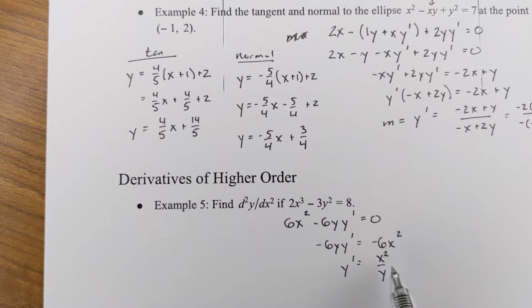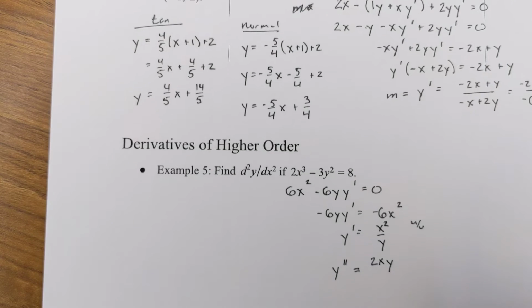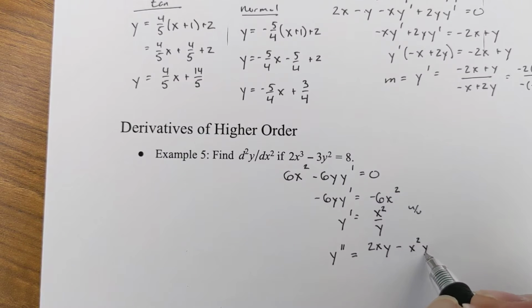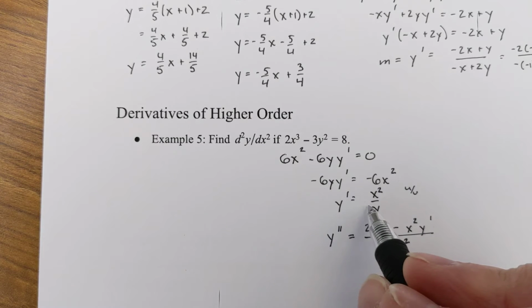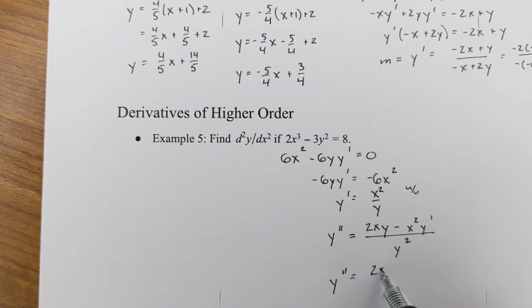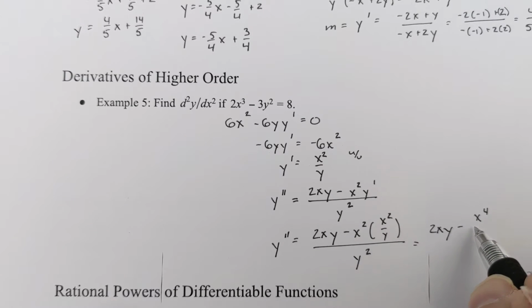Now to get the second derivative, I take the derivative again. So the derivative of y prime is y double prime equals, and this is a quotient rule, u over v. So derivative of the top is 2x times the bottom y, minus the top times the derivative of the bottom, all over the bottom squared. Now I know what y prime is equal to because I have its formula, so I need to replace this y prime with that. So 2xy minus x squared times x squared over y, all over y squared. So clean up: 2xy minus x to the 4th over y, all over y squared.